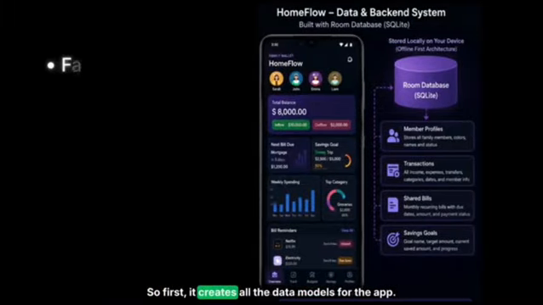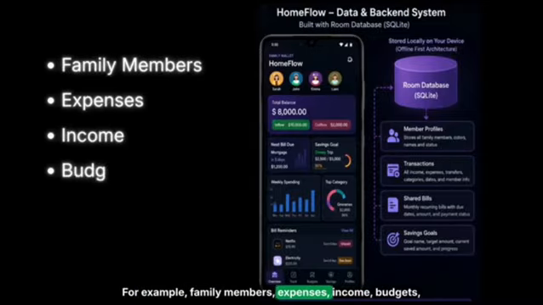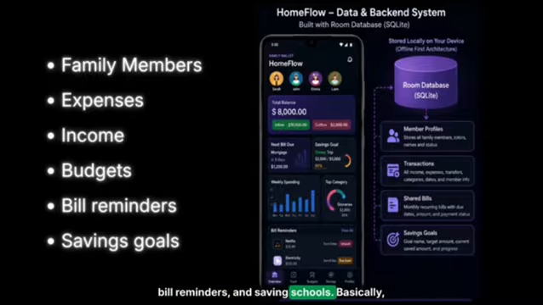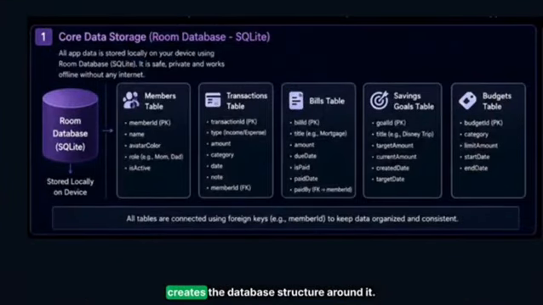So first, it creates all the data models for the app. For example, family members, expenses, income, budgets, bill reminders, and savings goals. Basically, AI Studio understands what kind of app we're building and automatically creates the database structure around it.